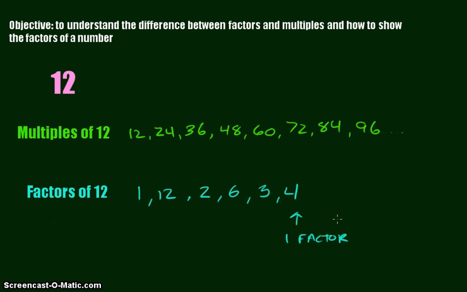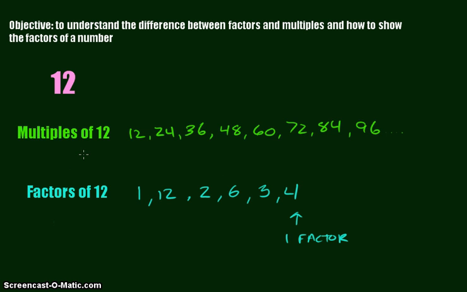So if I said, what are the multiples of 12? 12, 24, 36, 48, 60. But what are the factors of 12? 1, 12, 2, 6, 3, and 4. Those are all the numbers that I know can go into 12. There's no more numbers that can go evenly into 12.